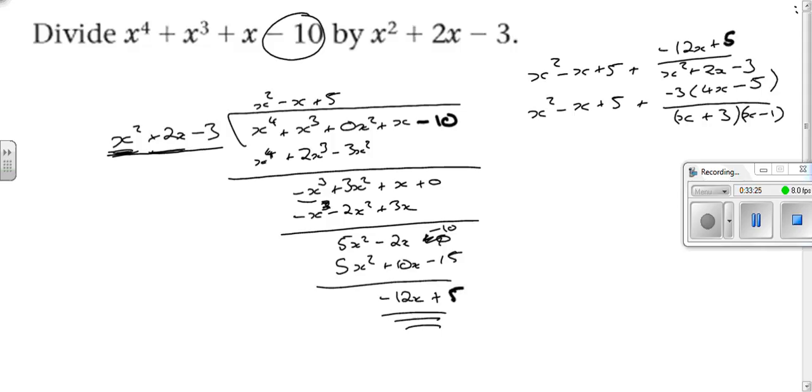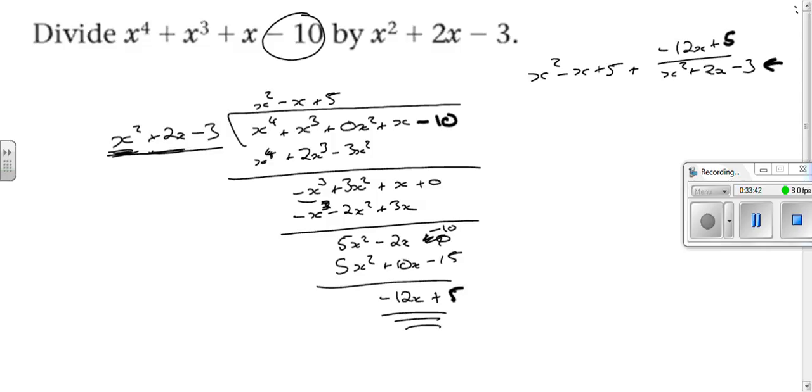Which means that we can't do any of the simplification there, so the answer is simply that there. Of course, you can still factorize the bottom here if you wish. Now, we can either do it this way, or we can do it the other way, where we have a look at the remainder theorem.